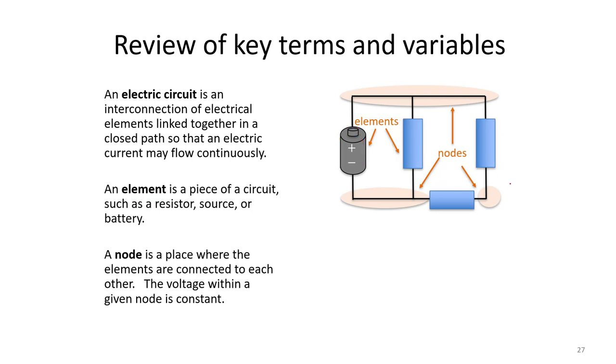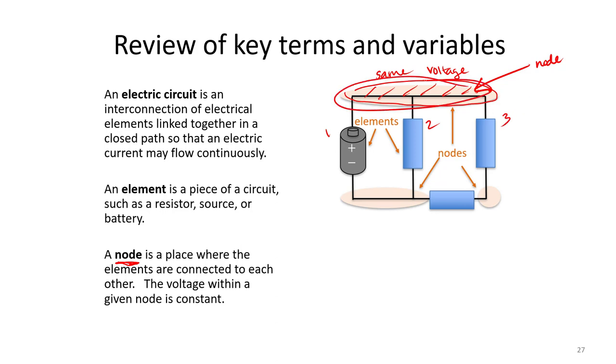Another important circuit term is nodes. A node is a place where different elements are connected. And the voltage at a given node is constant. So this whole area here is sitting at the same voltage. This whole thing can be considered a single node because elements 1, 2, 3 are all connected to this top node. Similarly, there's another node down here and a third node over here. We'll return to nodes in a couple more lectures and we'll see that they're very useful for solving different types of circuit problems.